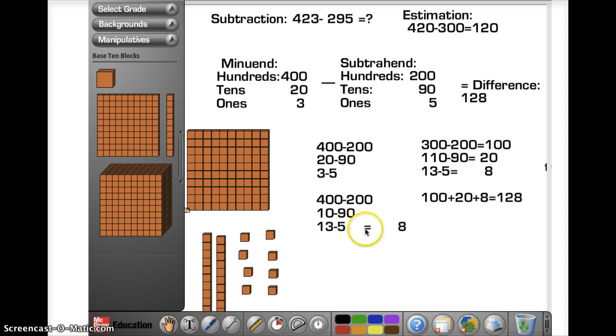So I did 13 minus 5, which is 8, and we had to borrow from the hundreds, so 110 minus 90, which is 20, and 300 minus 200, which is 100. And if we add all the differences up, it's 128, which is our answer. Our answer was also very close to the estimate, which was 120.